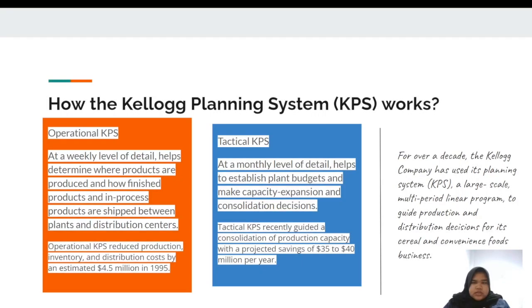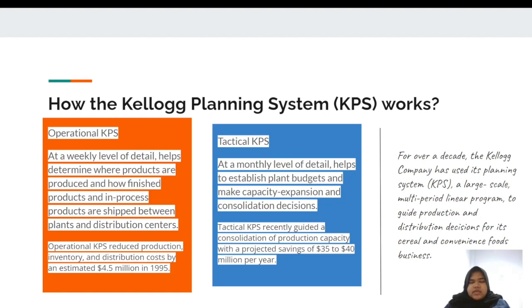Thank you. Kellogg's Planning System, KPS, works in two types. The first one is operational and tactical. Operational is at a weekly level of detail, helping determine where products are produced and how finished products and in-process products are shipped between plants and distribution centers. In 1995, operational KPS reduced production, inventory, and distribution costs by an estimated 4.5 million.